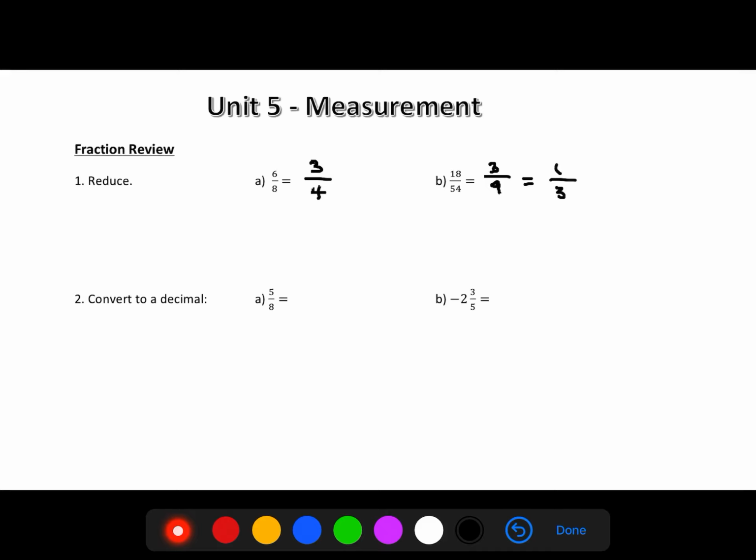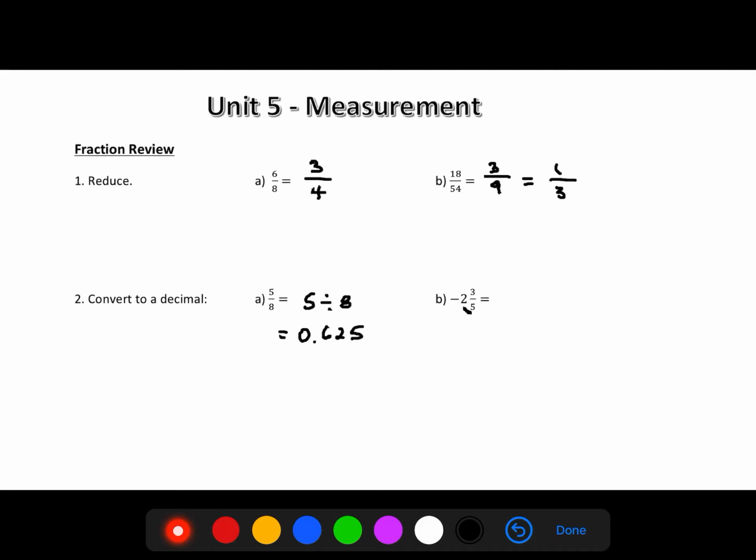Number 2, we're going to convert to a decimal. Remember, when we write in fraction form, it simply means dividing. So 5/8 means 5 divided by 8, which is exactly what we're going to do in our calculators. And 5 divided by 8 gives us 0.625.